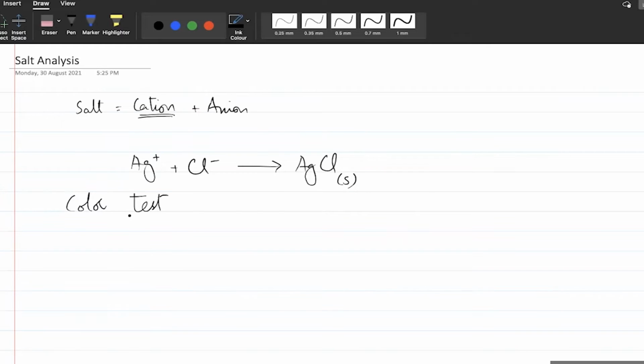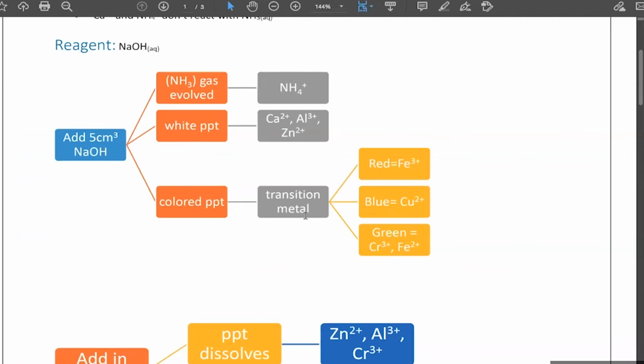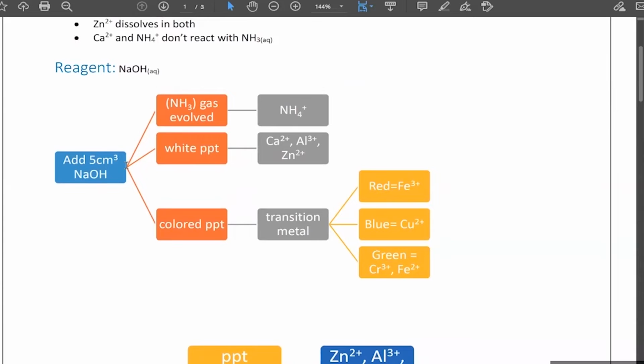So let me share this with you. Yeah, this is how it goes. For the color test, we add a few drops of sodium hydroxide. We just need to know: does it form a hydroxide which is soluble or insoluble? What happens? If you have ammonium, it will make ammonium hydroxide, which breaks down and forms ammonia and water. Water stays back, ammonia goes out. And once we check the ammonia gas, we know that, all right, I have ammonia.